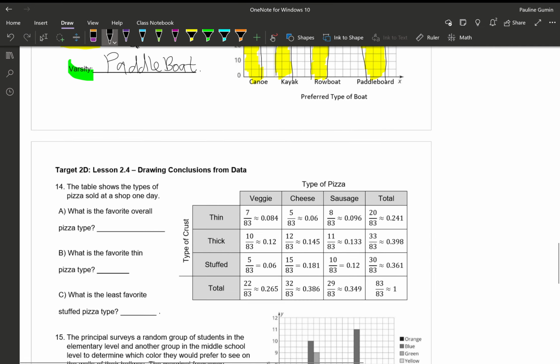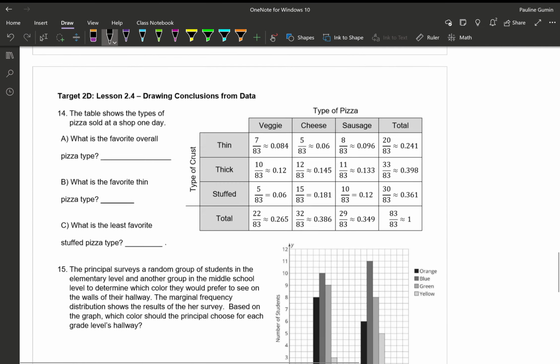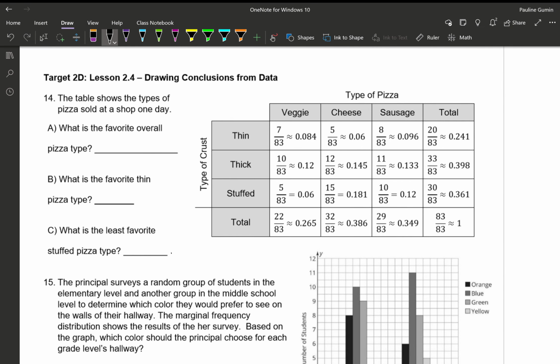Okay, onwards to the last few questions. So here we have a table that shows the type of pizza sold at a shop one day. Okay, so we have type of pizza: veggie, cheese, sausage, and we have 3 different crusts: thin, thick, and stuffed. All right, what is the favorite overall pizza type?